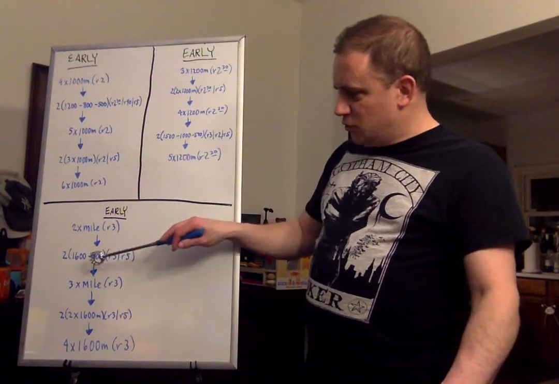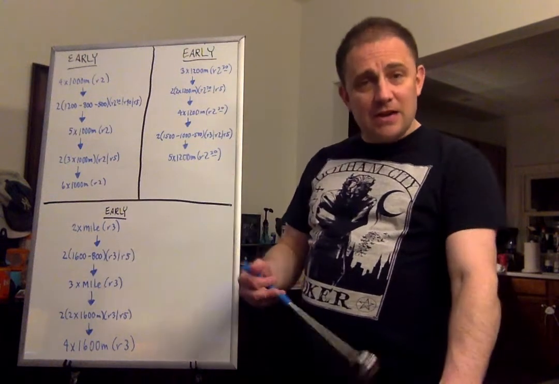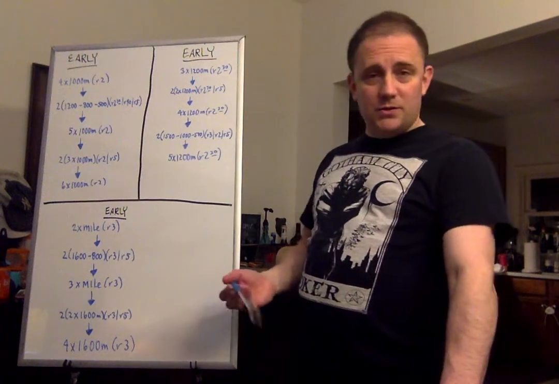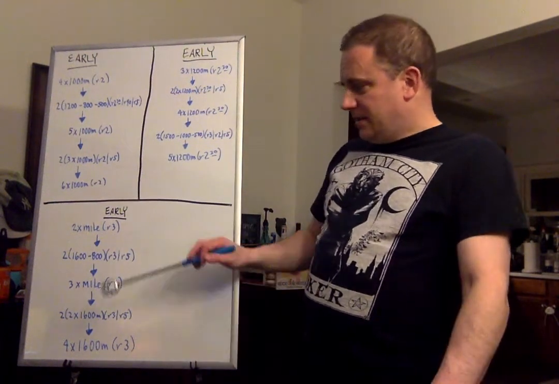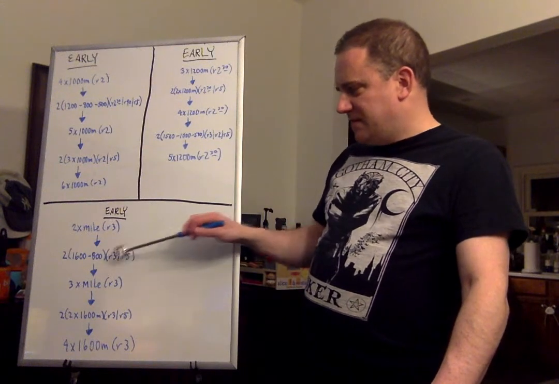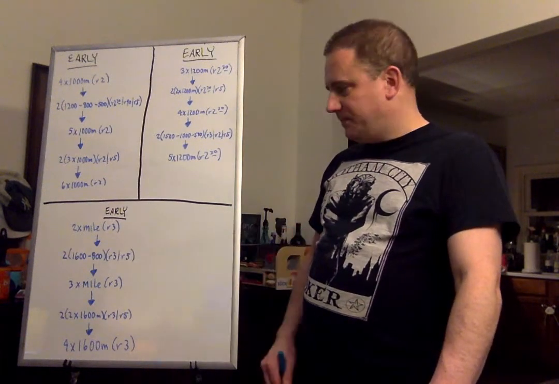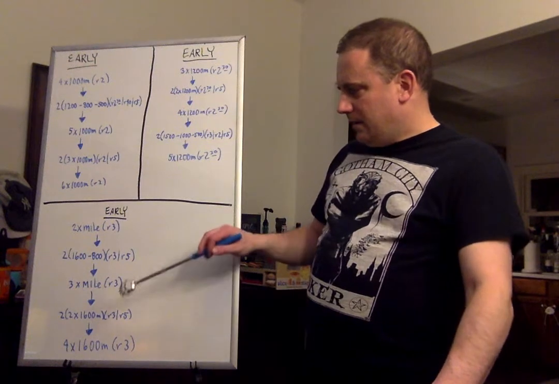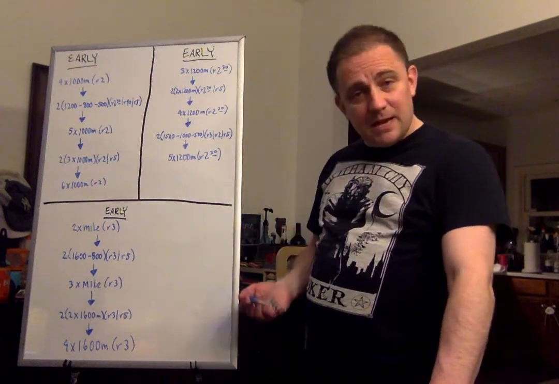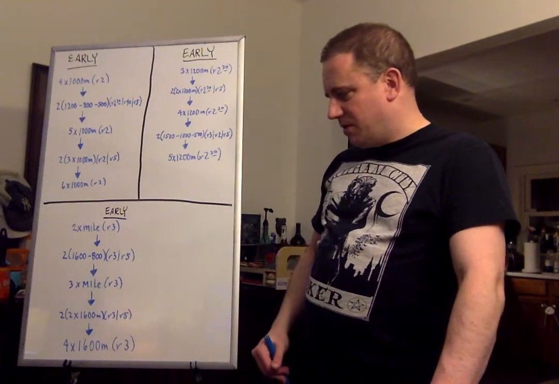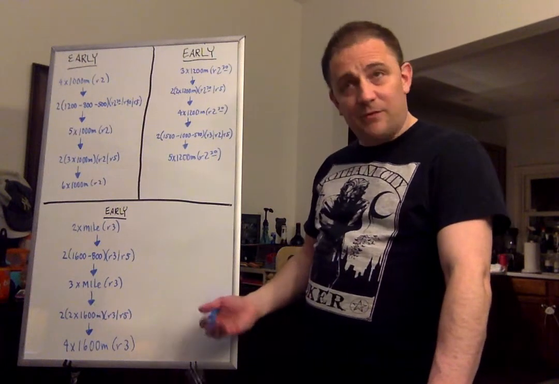The next one is 2 sets of 1,600, 800. Okay, or mile 800. So a total of 3 miles. 3 minutes after the mile, 5 minutes in between the set after the 800. Then we progress to 3 times a mile with a 3-minute recovery, or 3 times 1,600.